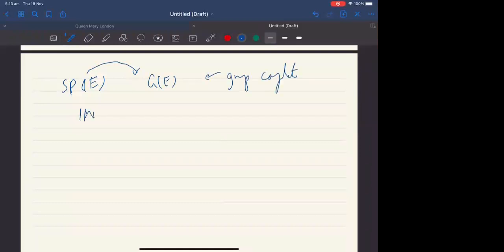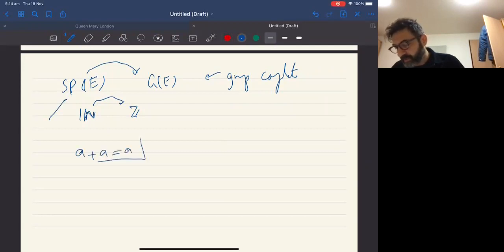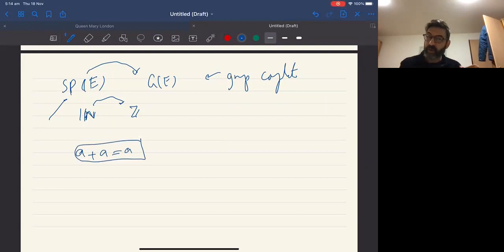So group completion: always from a monoid, you get a group. Dhar introduced this monoid and this group, and he showed that some of the properties of that sandpile actually reflected into this group. For example, you can ask, okay, what happens if in this monoid you have an idempotent?